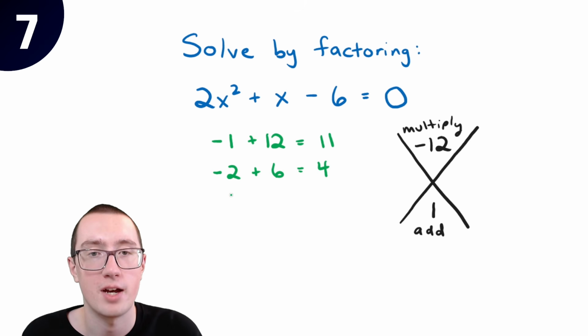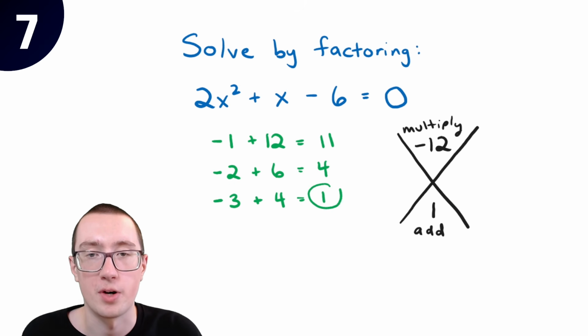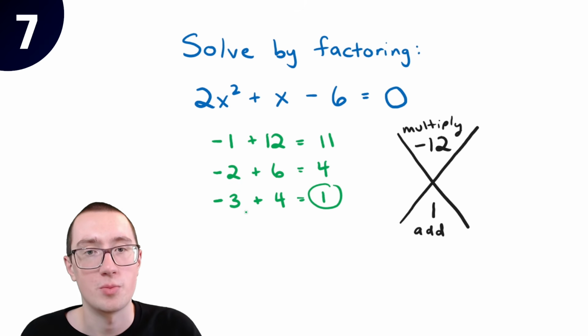The only other option we have is 3 times 4. 3 times 4 is 12. I'm going to put the minus sign on the smaller number. And negative 3 plus 4 is the same as 4 minus 3, which is 1. And 1 is the number that we're looking for, right? So our 2 magic numbers are negative 3 and positive 4.